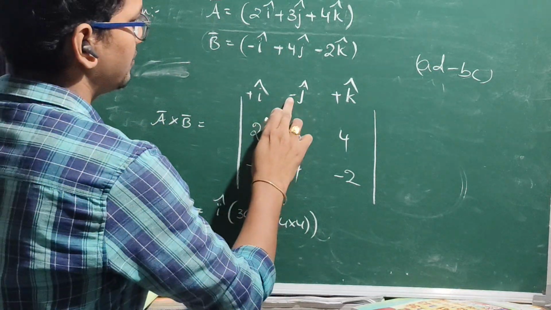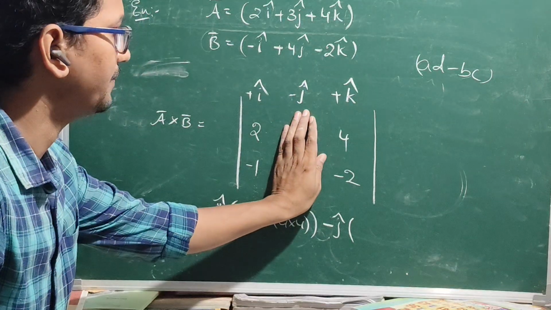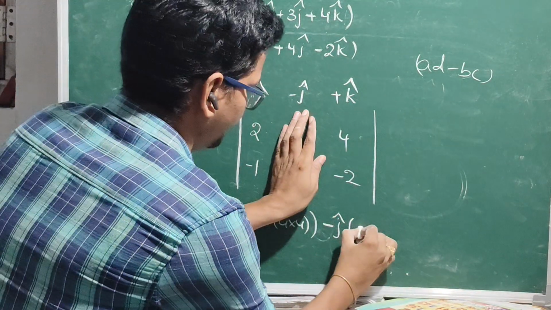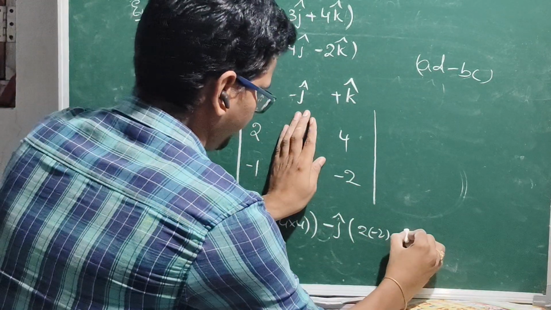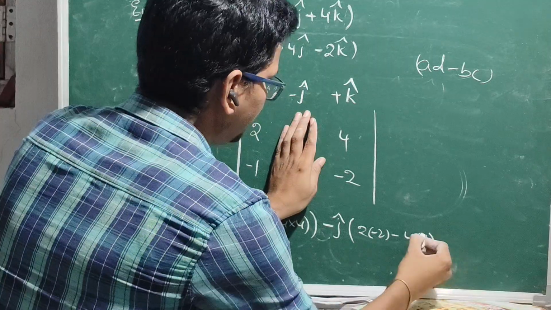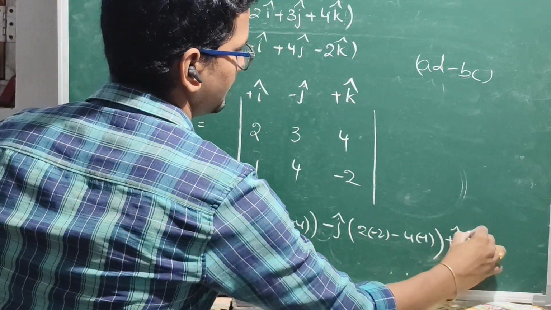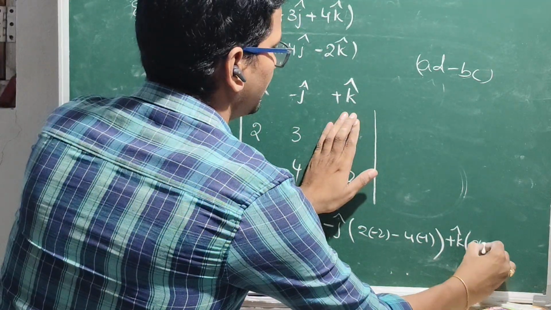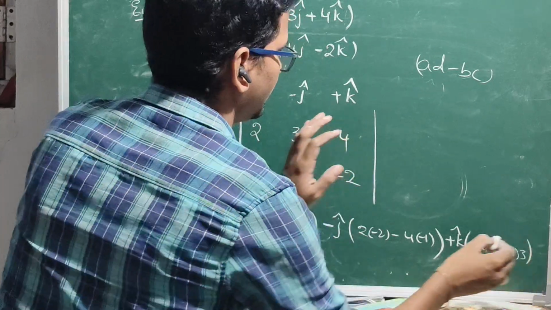Okay, completed. Next one, minus j. If you want to close the j cap, what is the remaining? A, B, C, D. AD minus BC. Next, third one, plus k cap. AD minus BC: 2 into 4 minus 1 into 3.